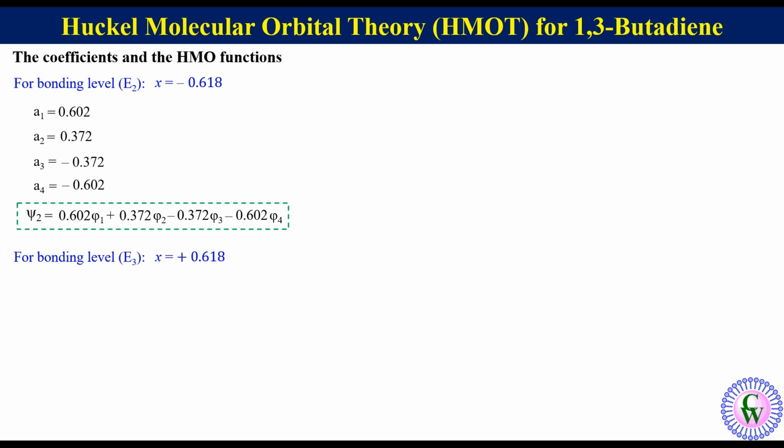For anti-bonding level E3, x is equal to plus 0.618. So A1 will be equal to 0.602, A2 is equal to minus 0.372, A3 is equal to minus 0.372 and A4 is equal to 0.602.